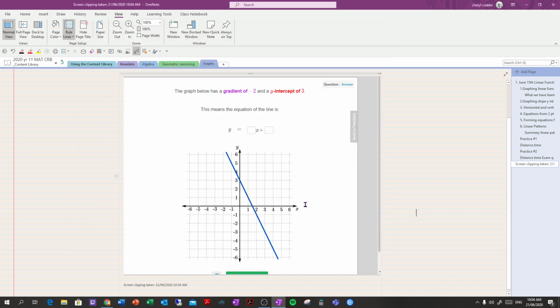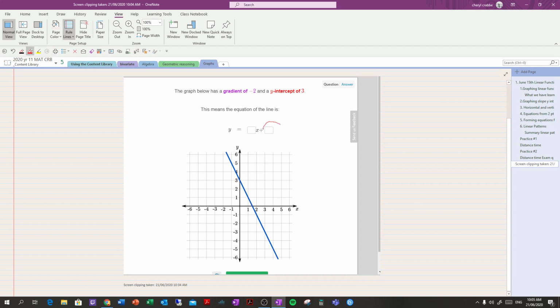Okay, this is just for those people still having issues with coming up with the gradient and the y-intercept from a graph. Let's just take a look at this example. This is happening in Education Perfect questions, and some of you are getting it wrong, so let's just take a look.